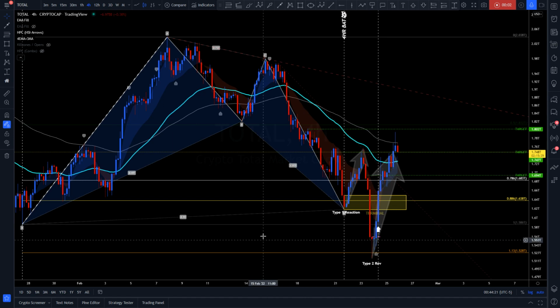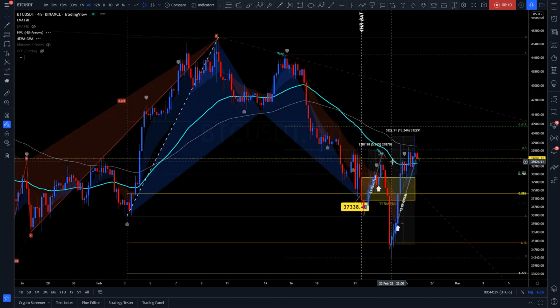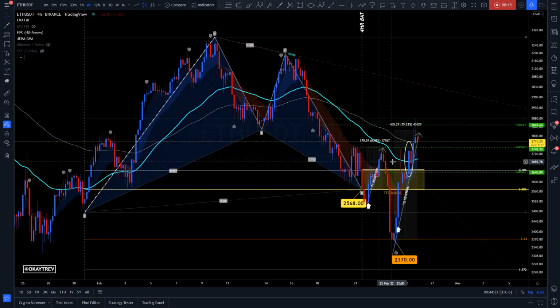Okay, so I'm going to be going over four different patterns for four different pairs. I'm going to be going over a 4 hour bat pattern for the total market cap, a 4 hour bat pattern for Bitcoin, and a 4 hour bat pattern on Ethereum.